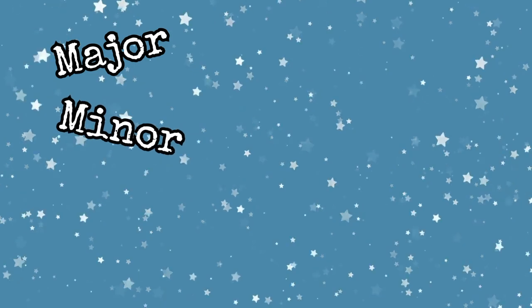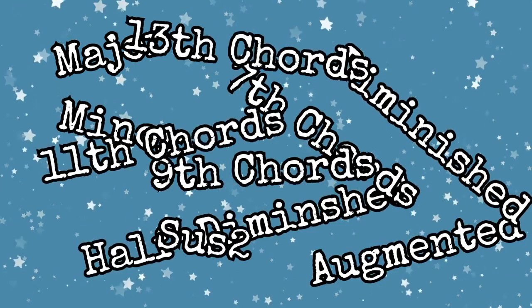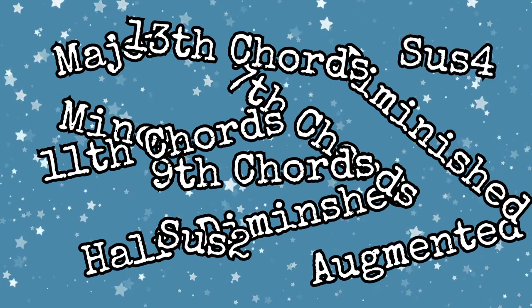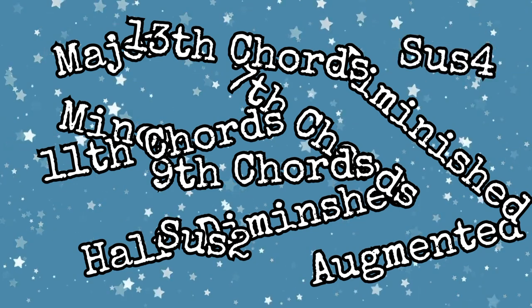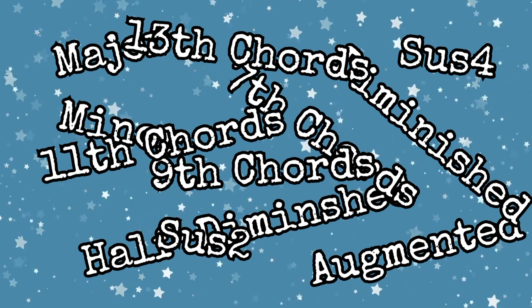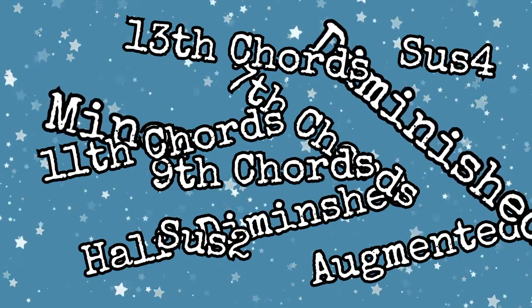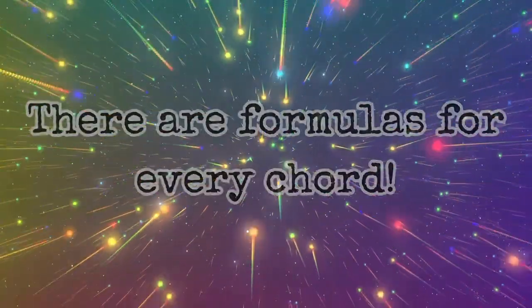Now there is a smattering of chords, all different kinds: major, minor, 7th, diminished, 11th, sus2s, so many chords. But luckily for you, all of these chords on this list and every chord in existence has a chord formula. And you can use that chord formula to figure out what the notes of the chord are.